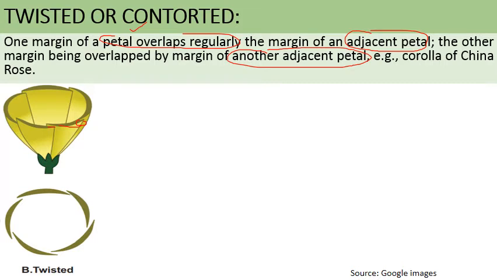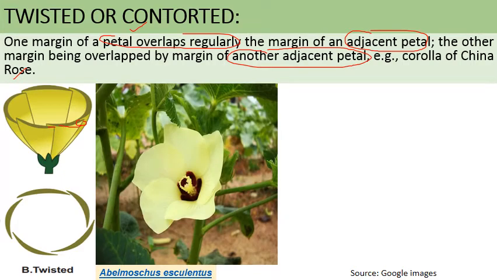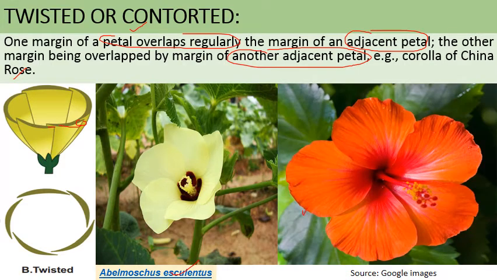It is found in the corolla of China rose, that is Hibiscus rosa-sinensis. इसके अलावा ये present होता है Abelmoschus esculentus जो lady finger है उसमें भी इसी तरह की estivation होती है. This is China rose. इसमें हम देख सकते हैं जो petal है इसका एक end दूसरे petal को overlap करता है. Then the next petal overlaps the other edge of the adjacent petal. सो इस तरह की जो estivation है उसे कहा जाता है twisted और contorted estivation.